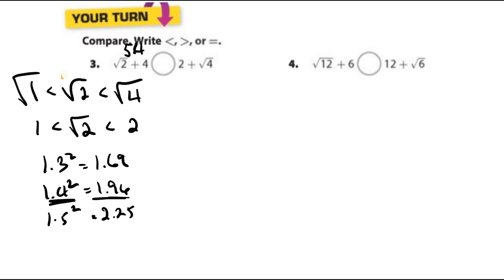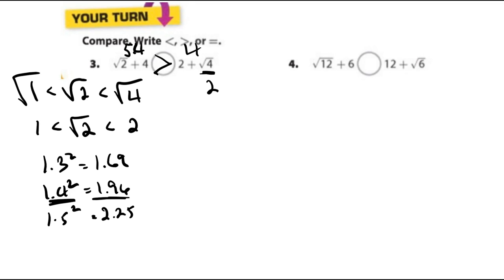The other side's much easier because we have 2 plus the square root of 4. The square root of 4 is a perfect square. It just equals 2. So this side is just 2 plus 2, which is 4. And now we're comparing 5.4 and 4. So we say that the square root of 2 plus 4 is greater than 4.